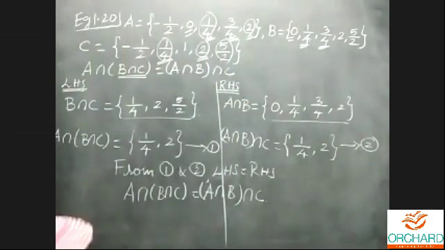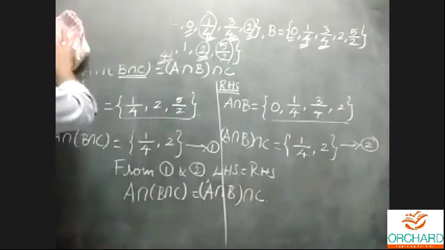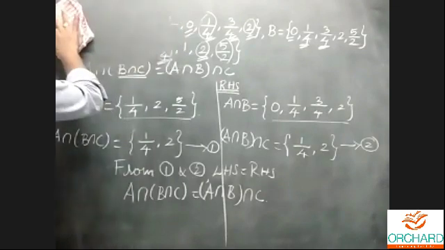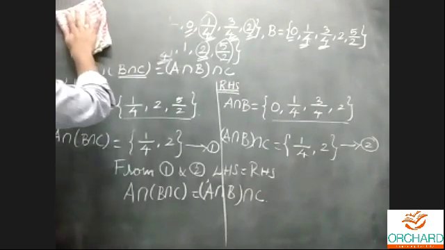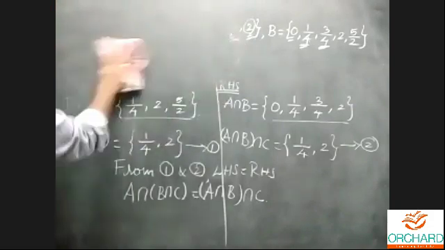And next, associative property for union. Actually, I'll do the same union of the three sets also. You can run the same problem, but I'll do one more problem.